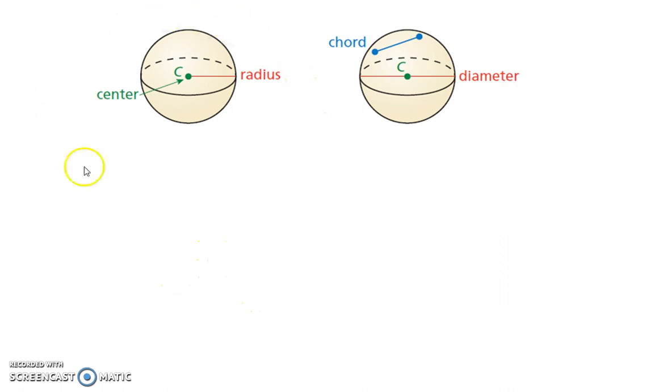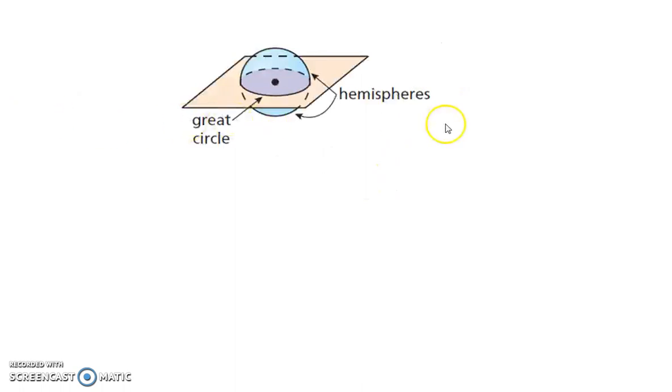On a sphere, you have a center point, and from that center to the outside is the radius. A chord would just cut through the sphere from one side to the other. If the chord includes the center, then that is the diameter of the sphere. If you take a plane and slice through a sphere, that will result in a circle. If that circle goes through the center of the sphere, then it creates what's called the great circle, and splits the sphere into two hemispheres.